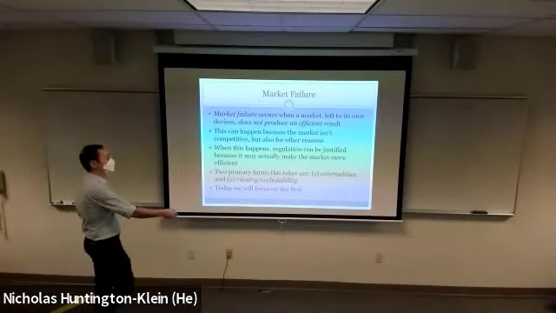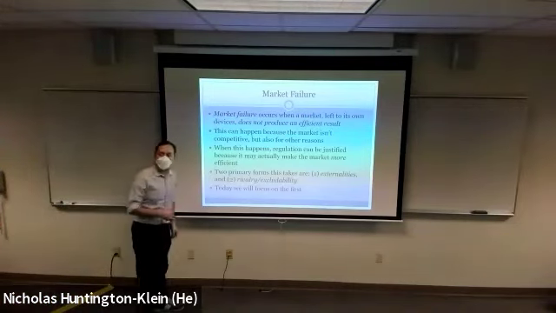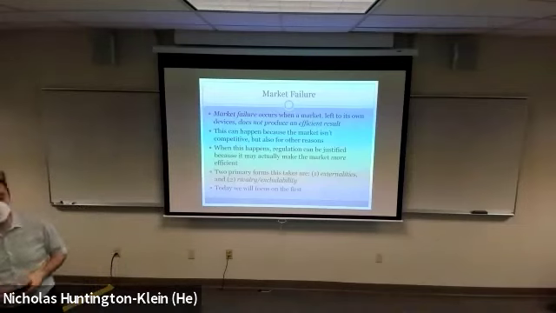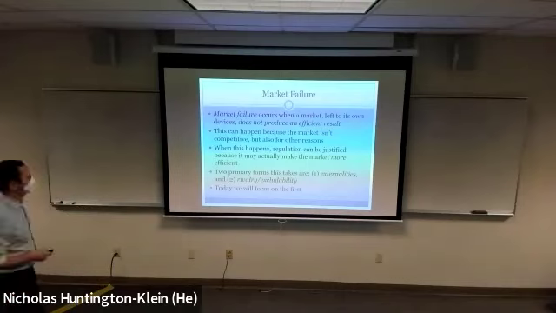One of them is called externalities, and the other one is called rivalry and excludability. We're going to talk about both of them today. Oh no, we're going to talk about one of them today. We're going to talk about the first one today. We'll talk about the other one next week.